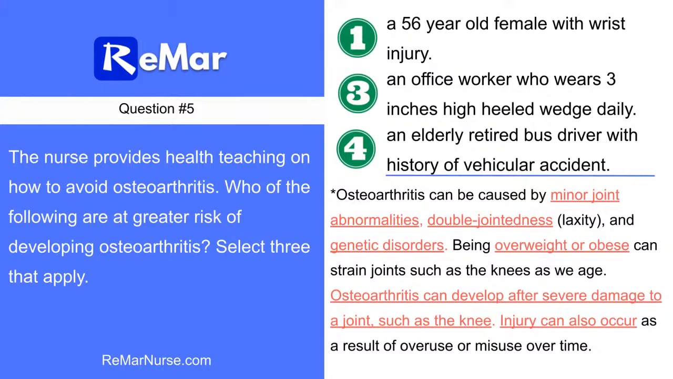So osteoarthritis can be caused by minor joint abnormalities, double jointedness and genetic disorders. Being overweight or obese can cause strain, such as on the knees as we age. Osteoarthritis can develop after severe damage to a joint, such as the knee. Injury can also occur as a result of misuse over time.